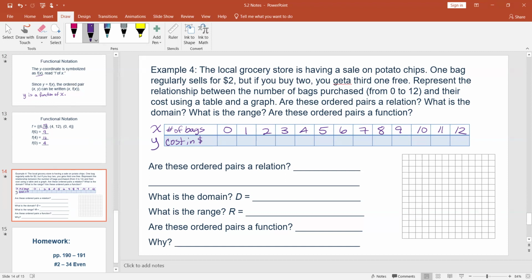All right, so now let's look at it. If I buy 0 bags of chips, I'm paying $0. If I buy 1 bag of chips, I'm paying $2. If I buy 2, I'm paying $4. Now, the third one is free. So that means if I get 3 bags, I'm still paying $4.